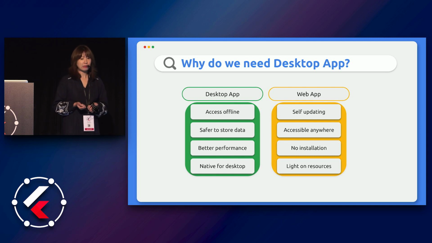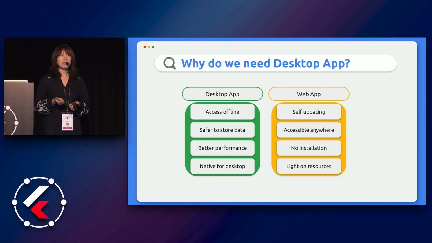But why do we need desktop applications? It depends on how often you use desktop applications natively, or you probably forgot about all these beautiful applications we have on desktop. But it's actually similar to what we use for mobile. For desktop, you can access your application data offline, and it's safer to store data, and in that case, you have better performance. And again, it's native. Comparing to web, web has the ability to self-update without going through the App Store, and it's accessible anywhere. You don't need to install it, and it's very light on resources.